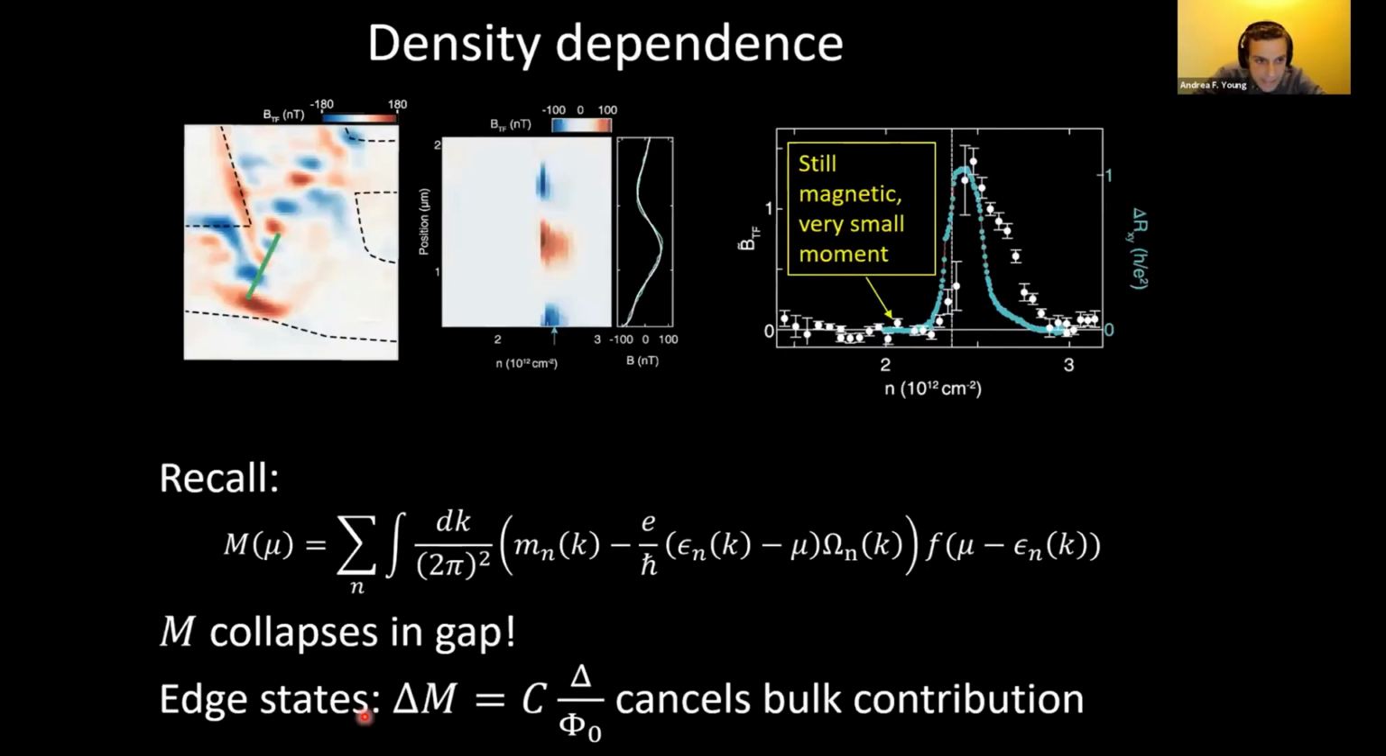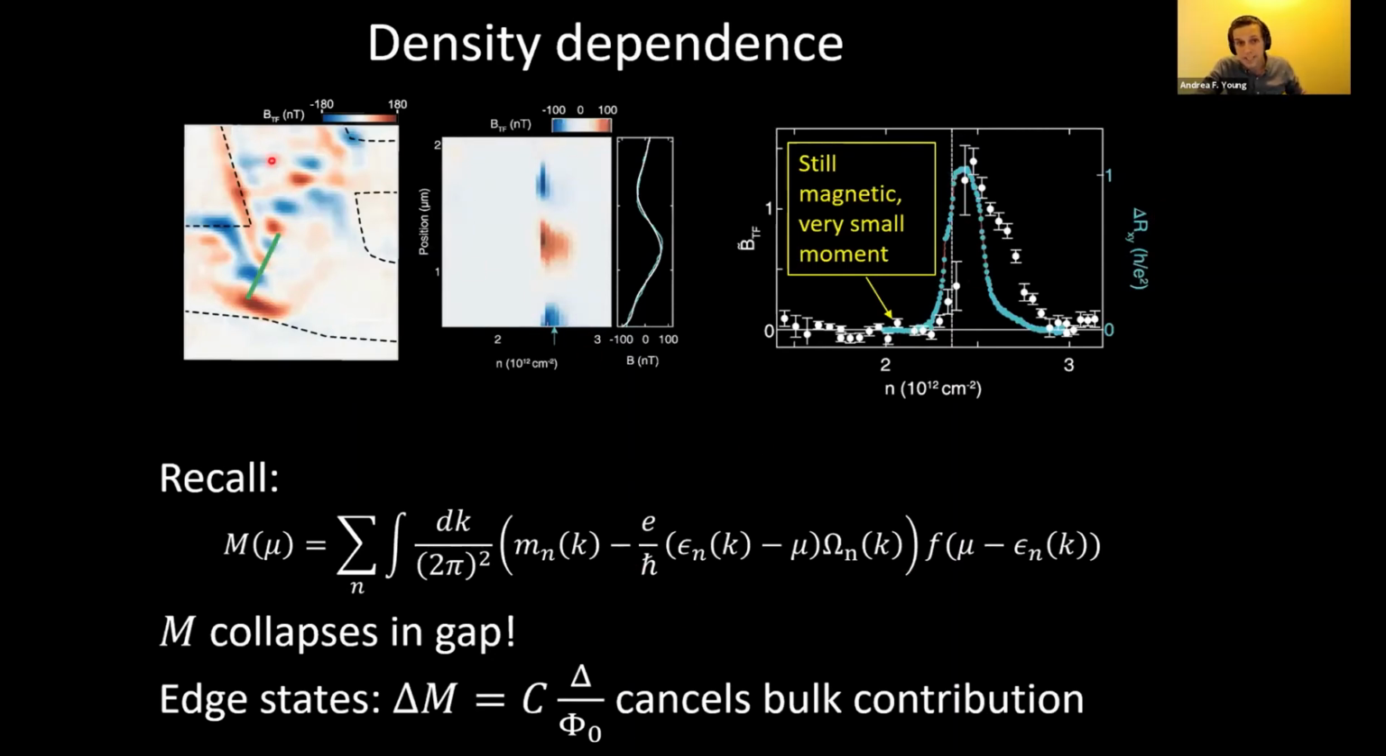Then you can also look at its density dependence, right? And you can see that the density dependence does very much what I told you before. Here we're comparing the density dependence of the Hall effect in these light blue symbols and a local measurement of the magnetic field in these white symbols. And you can see that where the Hall effect is in the gap, where it's actually quantized, that's where the magnetic signal just collapses very rapidly, which again makes sense with what I showed you before, where you have this large contribution from the edge states.